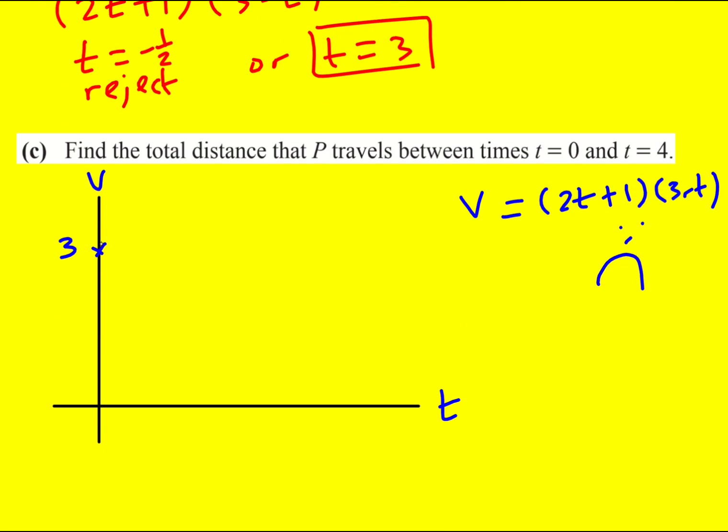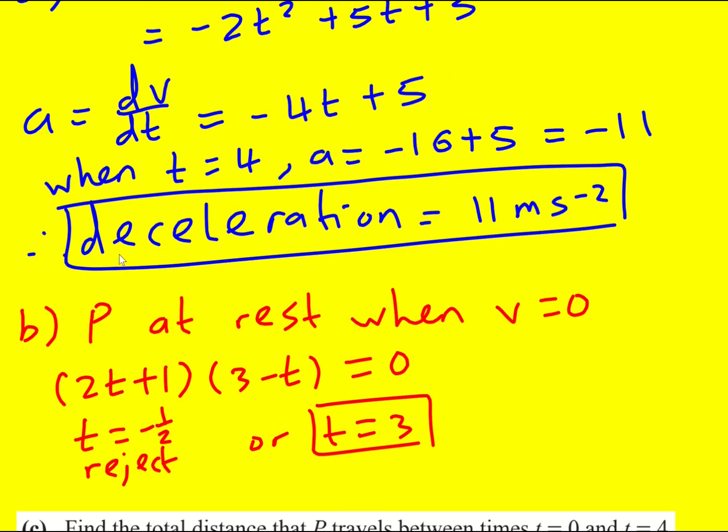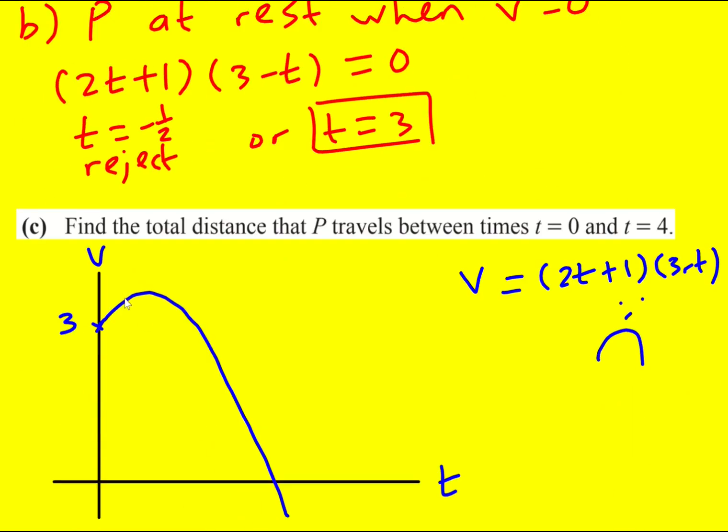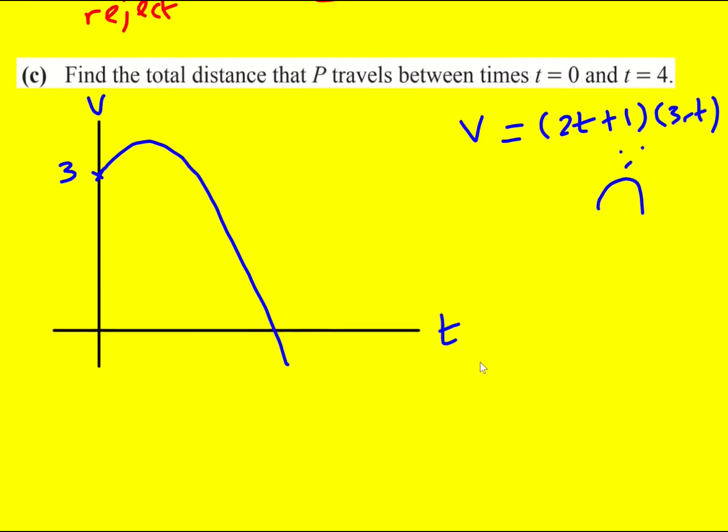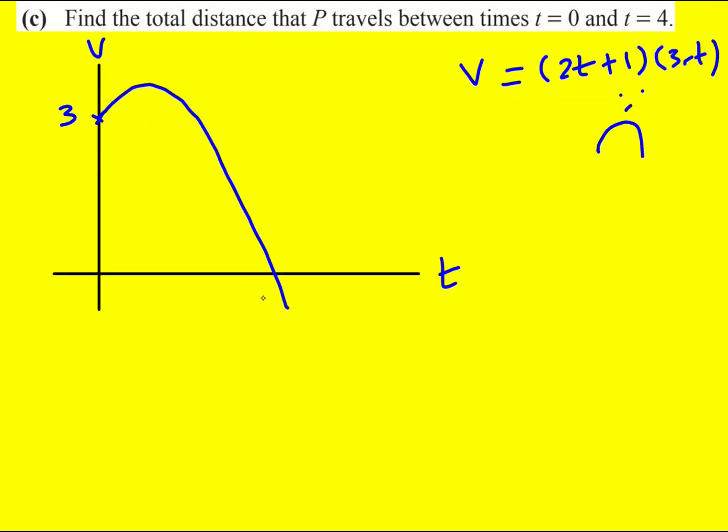I mean, it might go up to start with. We don't know, do we? We can't just assume it's going to go straight down. I think it's going to speed up and then decrease. We can see actually when t is 1, the acceleration will be positive. So we're going to get some sort of maximum velocity. But then remember we found out that it was at rest when t is equal to 3. And then it's going to go down from there.